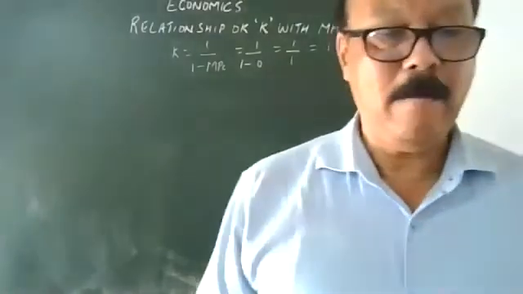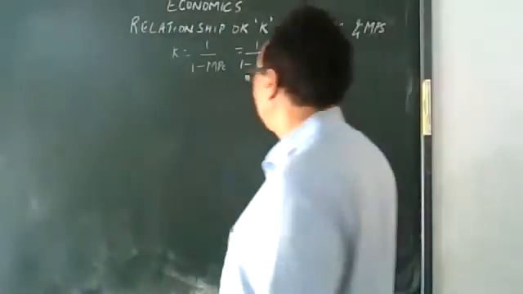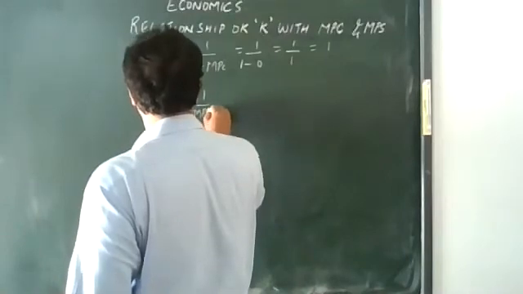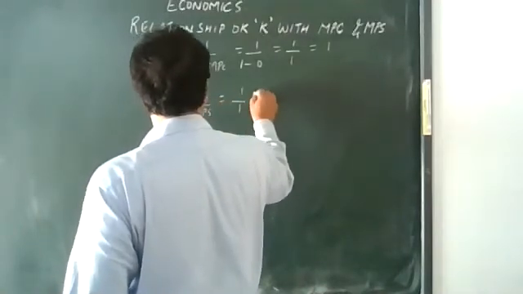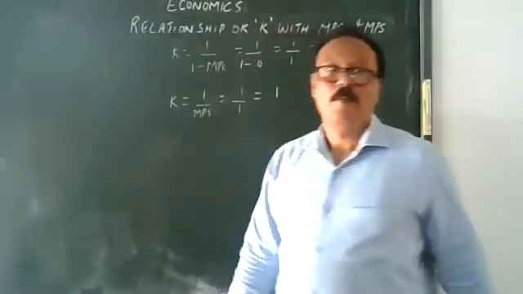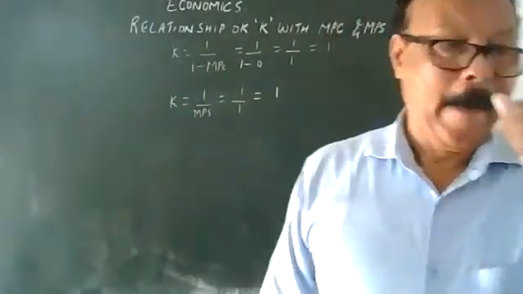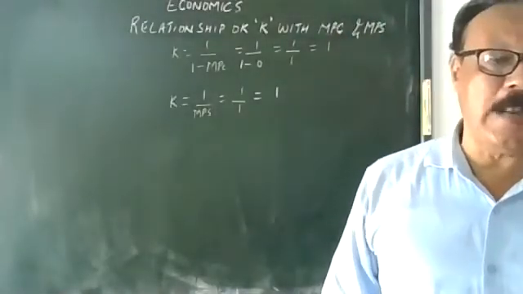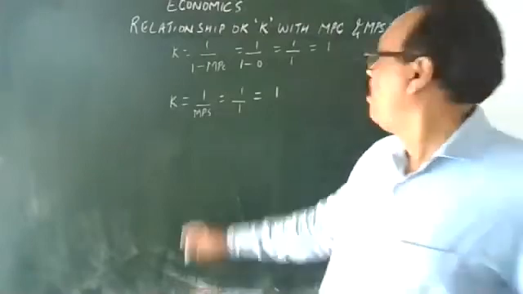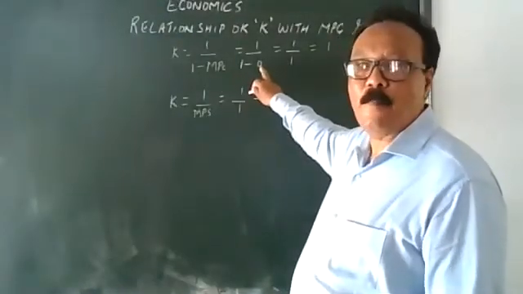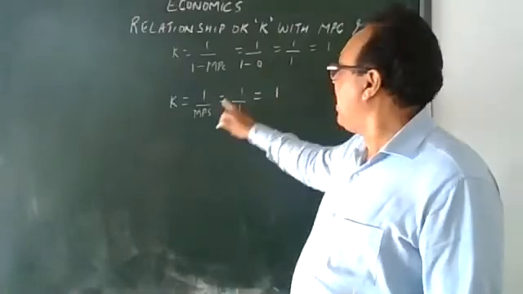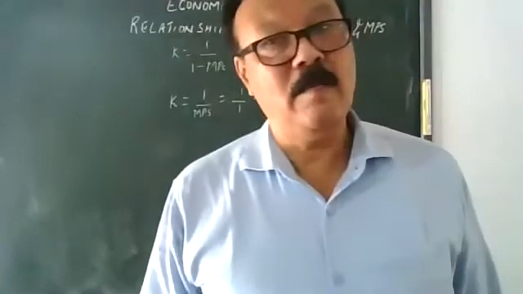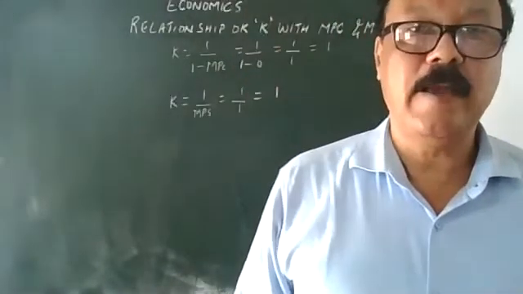And when MPS is 1, from the side of MPS, 1 upon 1 equals 1. So the minimum value of the multiplier is 1 when the value of MPC is 0 and when MPS value is 1. Children, this had come in the board exam 2 years back.